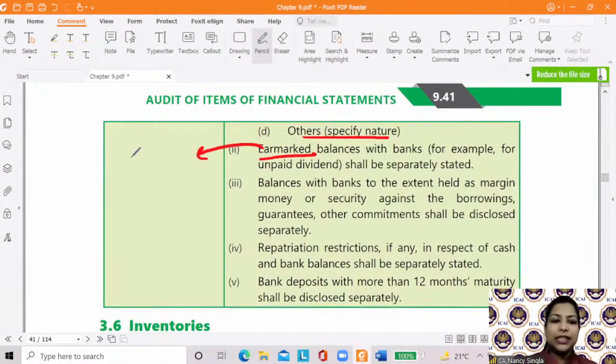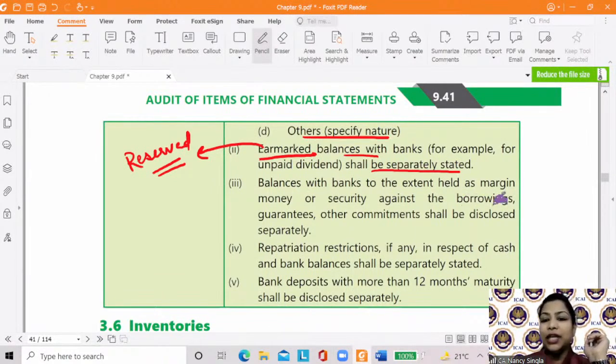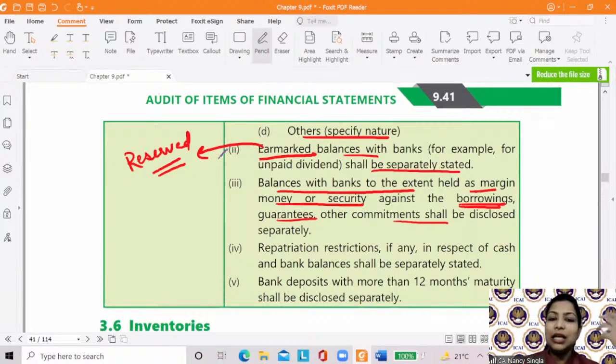Earmarked balances, what is earmarked? I told you when we were doing reserves also, that is reserved, है ना. If any amount has been reserved for a particular purpose, for example your unpaid dividend, वो पे करना है ना, ठीक है, उसको आप एज अ बैंक बैलेंस तो नहीं दिखा सकते ना, so earmarked balances should be shown separately, ठीक है. If you have taken any borrowings and any margin monies or securities are kept, तो उसको भी एज अ बैंक बैलेंस होना दिखाओगे. So balances with banks to the extent held as margin money or security against the borrowings guarantees, they also need to be shown separately. Why? Because these are kept aside for some specific purposes.